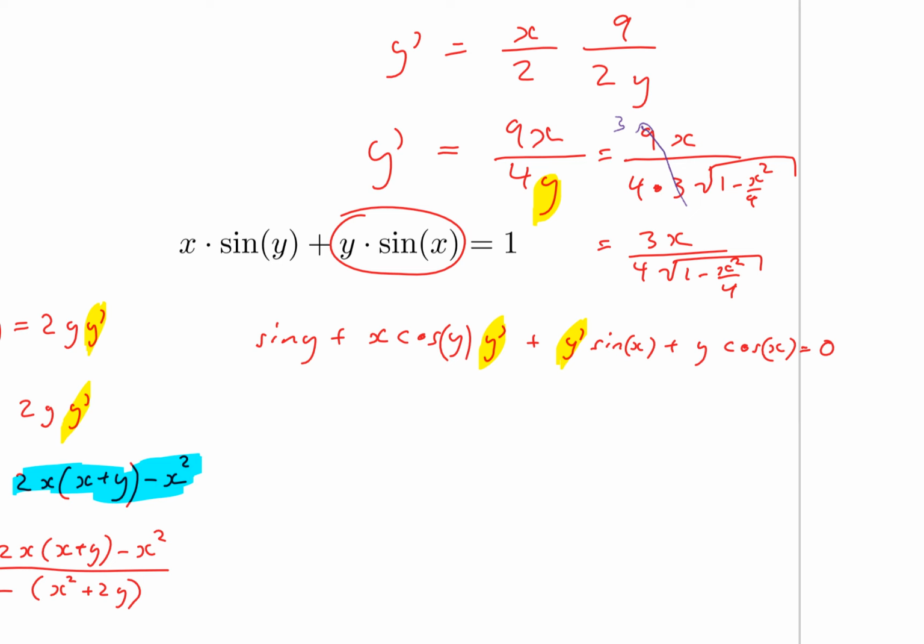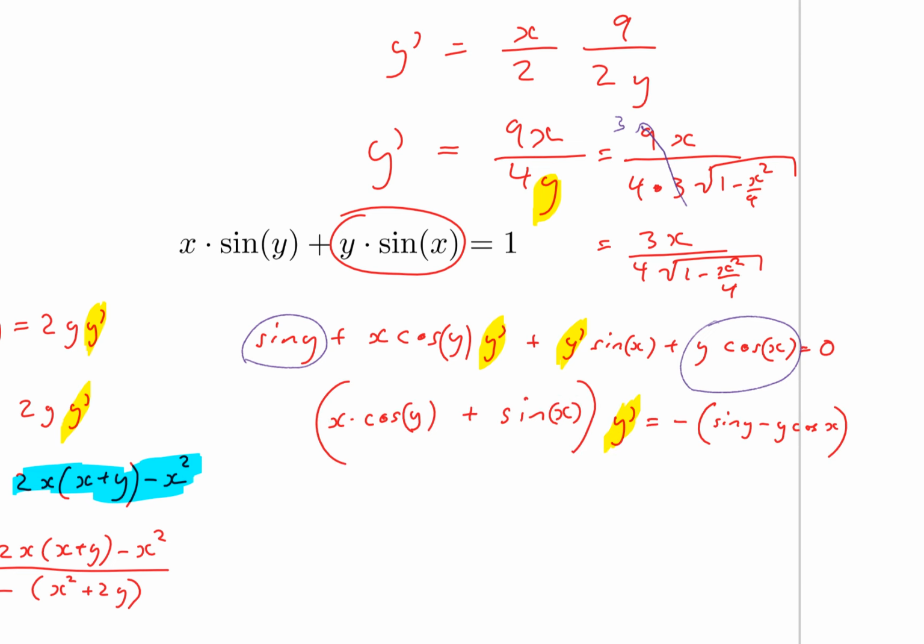And so now note, I've got sine y here, y cosine x. Neither of those guys have a y prime associated with them, so they get moved over to the right. And we're going to factor y prime out of these two guys right here. And this is what we have. We divide everything by what's in front of the y prime, and so we have this guy right here. And there we go. That's it. This is the final answer.